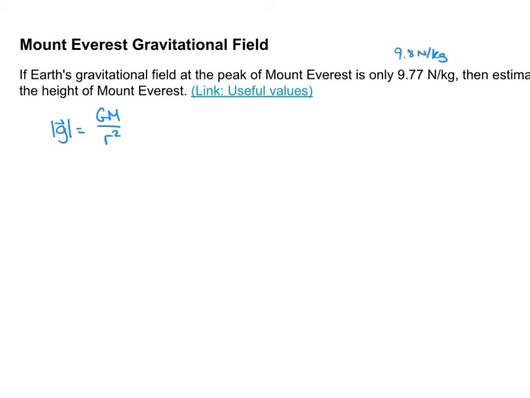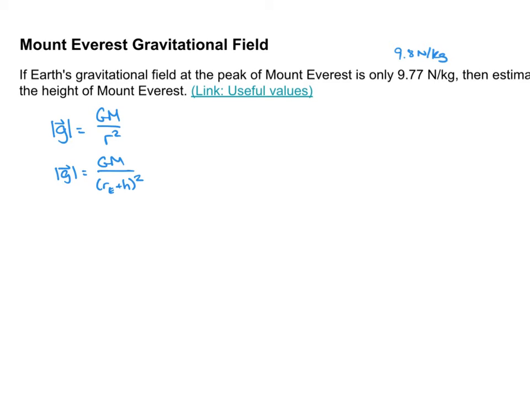So that's the gravitational field formula, where r stands for the distance from the center of the Earth to the point we're looking at, which is the peak of Mount Everest. So that is going to be replaced by the radius of the Earth plus the height of Mount Everest. So that's from the ground to the top. Adding those two together, we'll get the total distance from the center of the Earth to the peak of Mount Everest. This needs to be squared as per the formula.